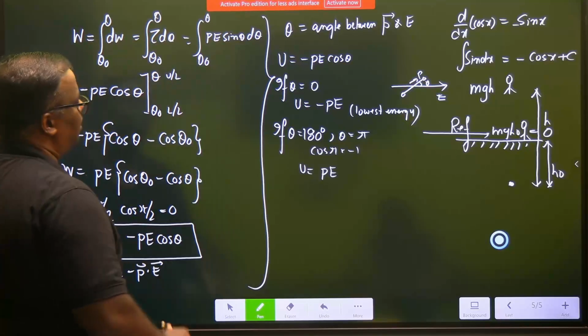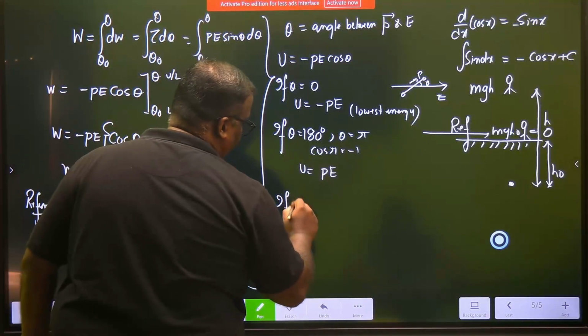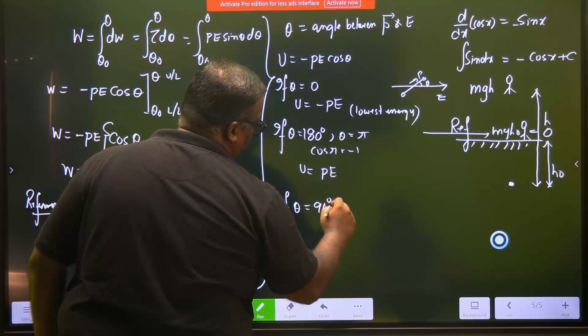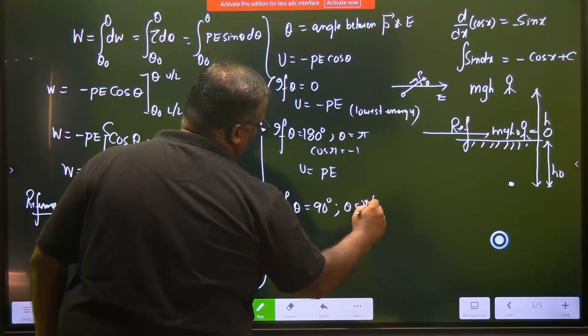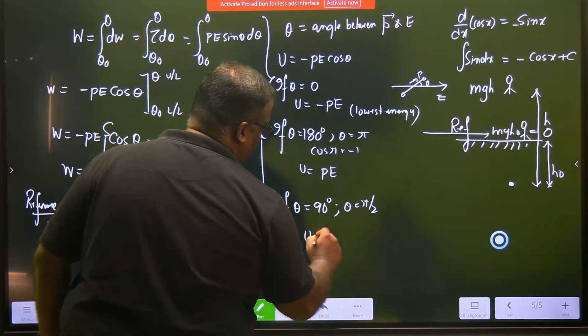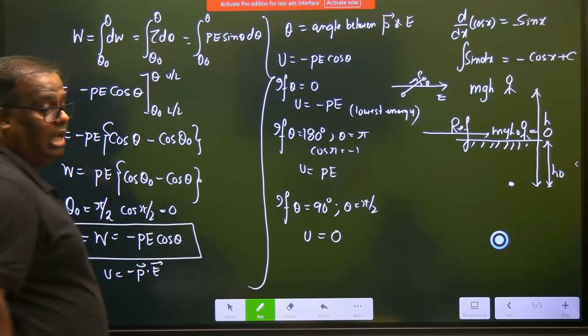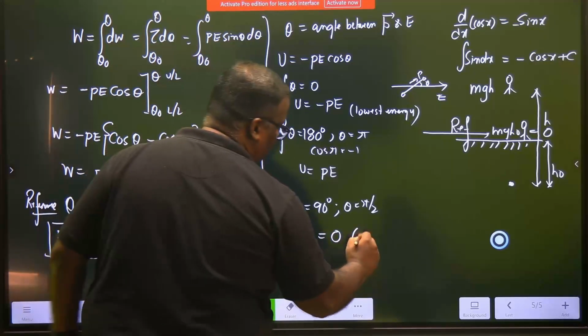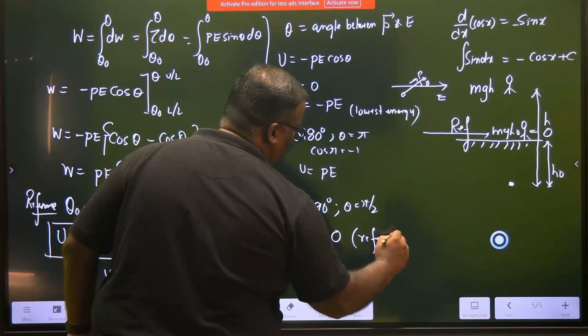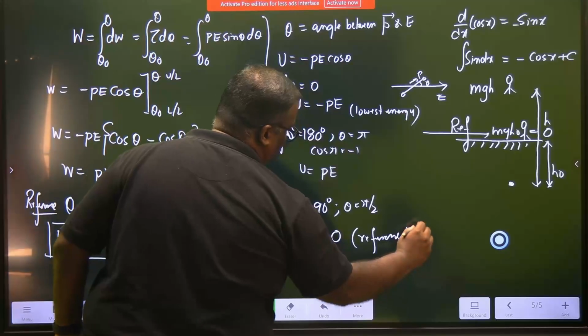Right? And if theta is equal to 90 degrees, that is theta is equal to pi by 2, then the potential energy is equal to 0. And this is known as the reference level. Sir, how did you get this? You only took this reference level.